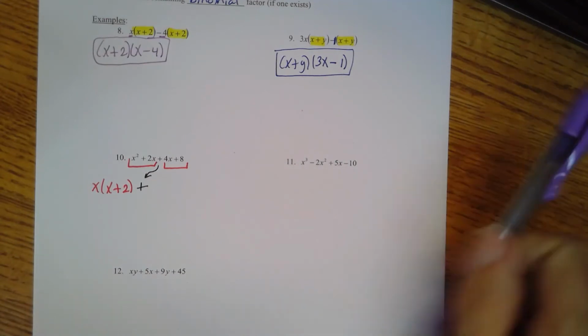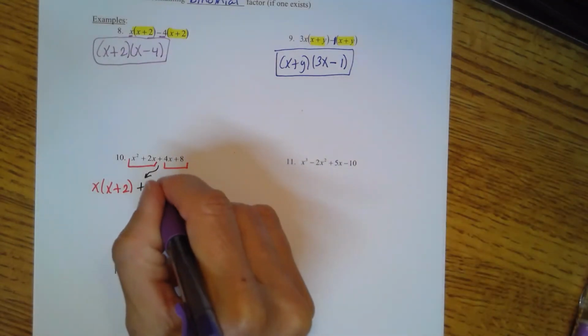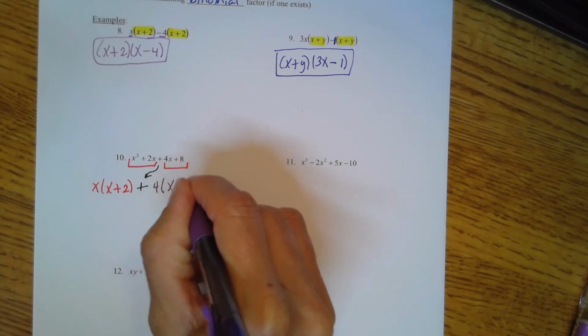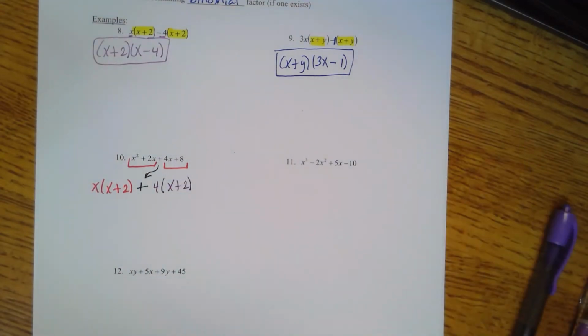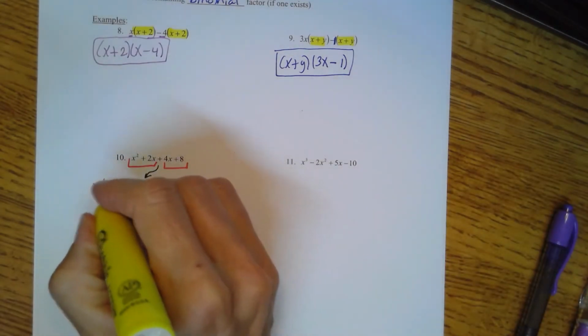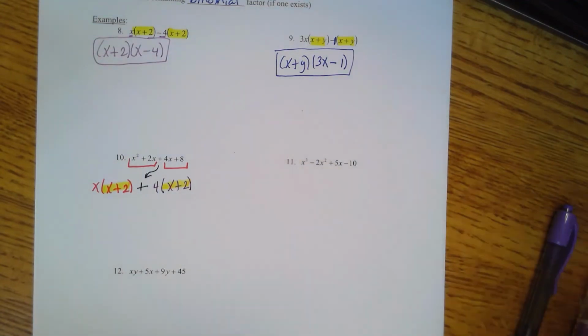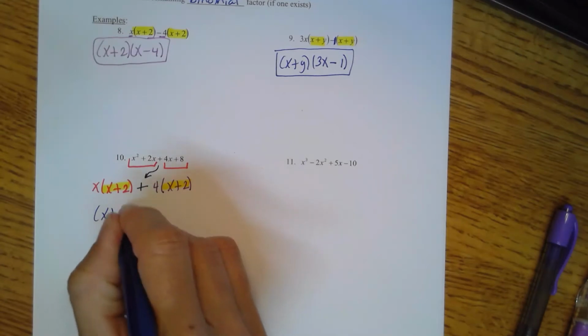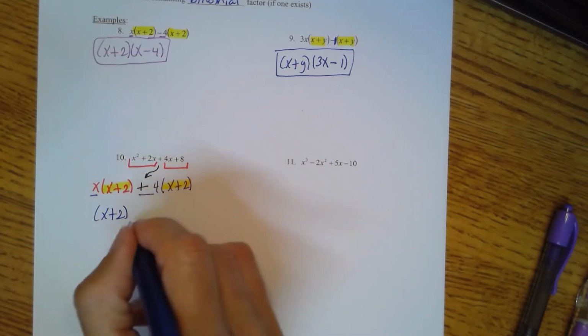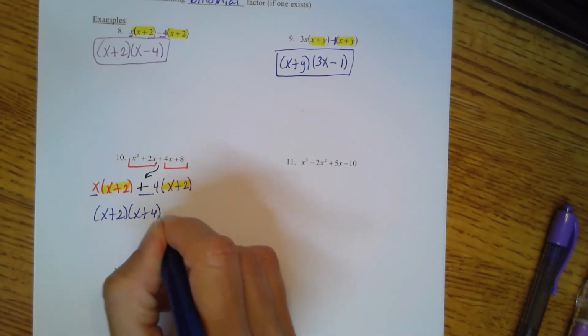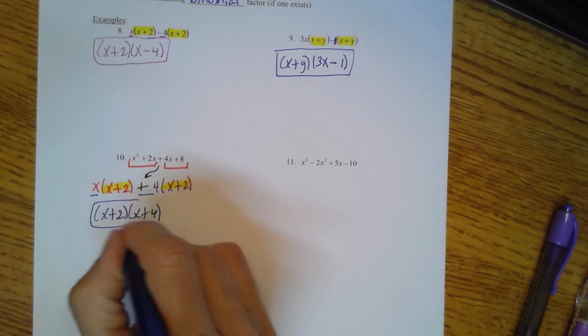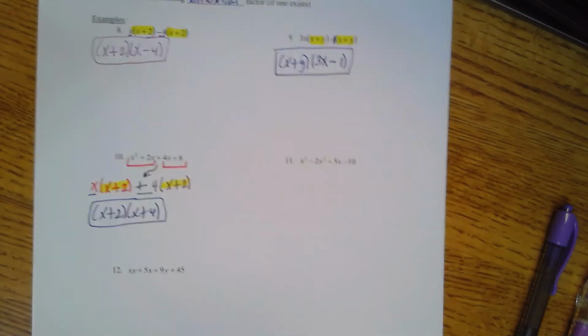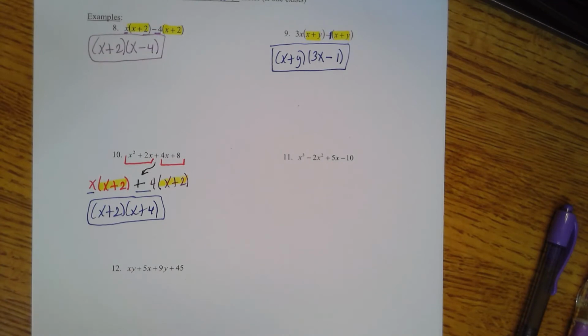And now what's in common with the next 2 terms? You have a 4x plus 8, so there's a 4 in common, and you're left with x plus 2. So just like with problems 8 and 9, now you have a common binomial. So we'll pull out the common binomial, which is x plus 2, and we're left with x plus 4. Now some students say, can I write x plus 4 first and then x plus 2? Sure, it's multiplication, and multiplication is commutative, so you certainly could.